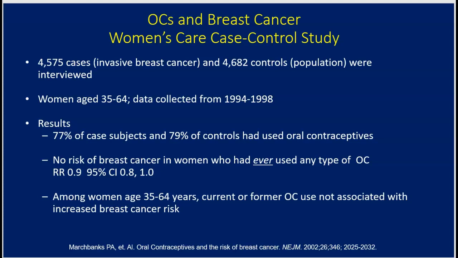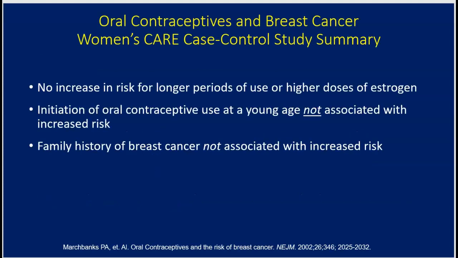So it was in a group of women, obviously, that had experience with this particular form of birth control. What they did determine, however, was that there was no risk of breast cancer in women who had ever used any type of oral contraceptive. Again, a relative risk of 0.9. And among women aged 35 to 64, current or former OC use was not associated with an increase in breast cancer risk. So again, a pretty negative study.